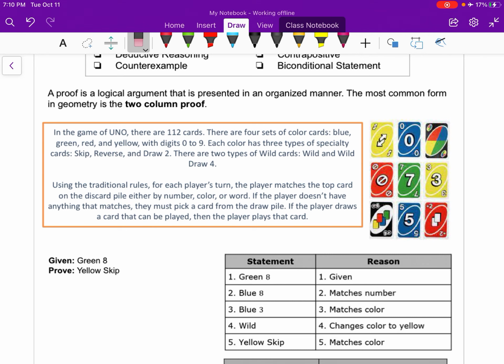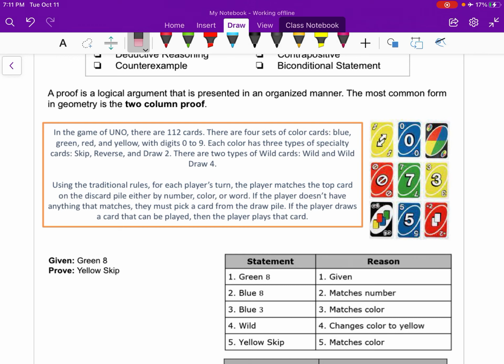Now, in the game of Uno, you have 112 cards, and there are 4 sets of colored cards. We have blue cards, green cards, red cards, and yellow cards, all containing digits 0 to 9. Each of these cards has 3 types of specialty cards. We have skip cards, reverse cards, and the dreaded draw 2.